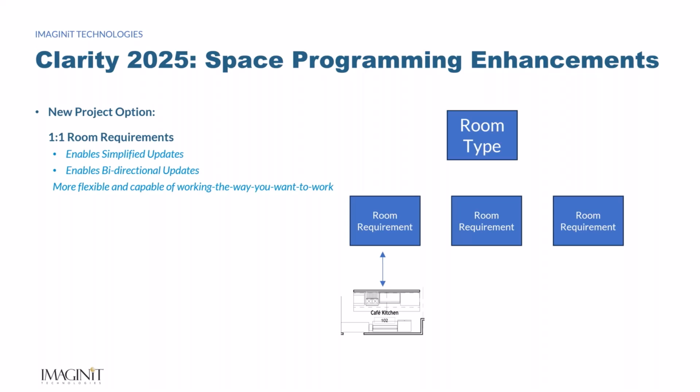And so we do now support that kind of one requirement to one room relationship, which does a bunch of nice things for us, including making updates much more simple, as well as bidirectional capabilities, so that if something changes within the actual room and you'd like that to flow back to the program, that's now possible when it's one-to-one. If it's a one-to-many situation, it's more difficult to have individual room parameters flow backwards into the program. So much more flexible for people who work that way.